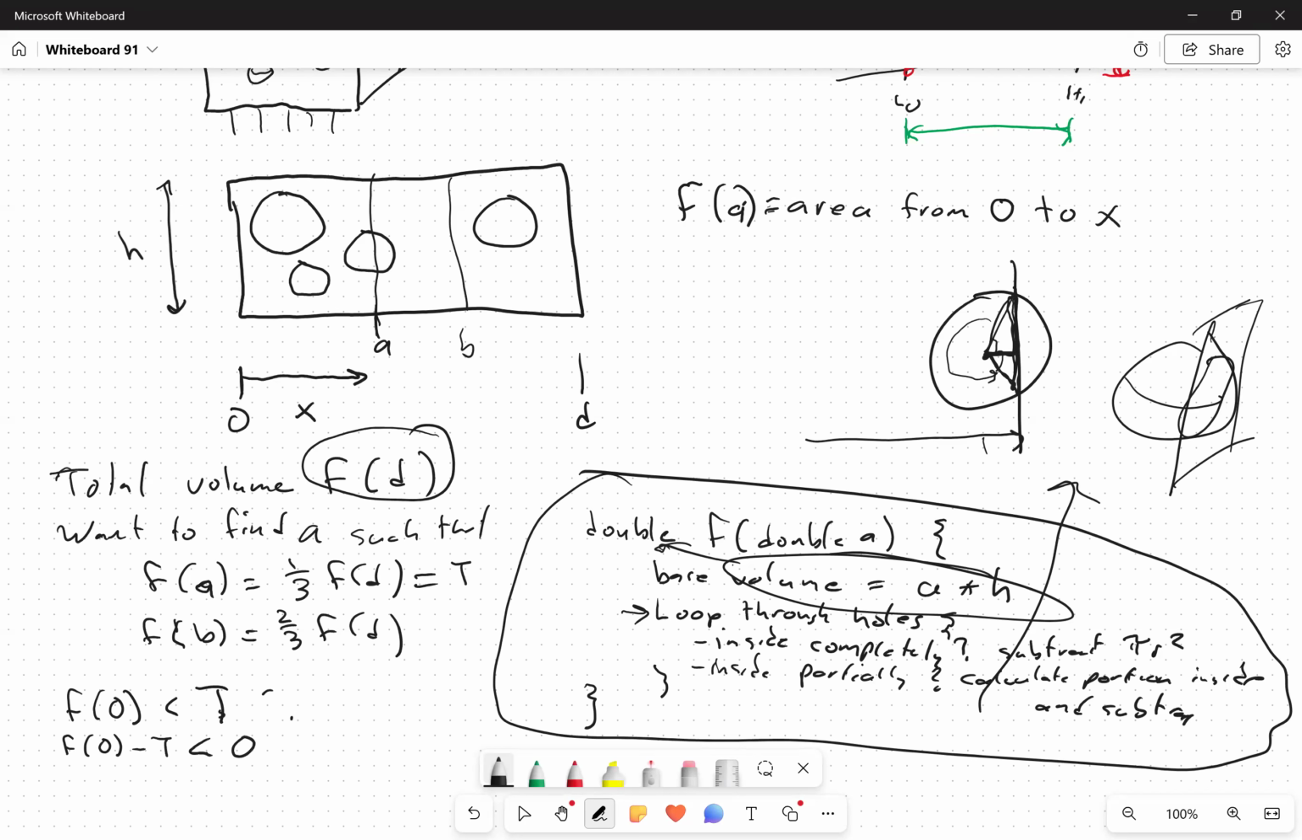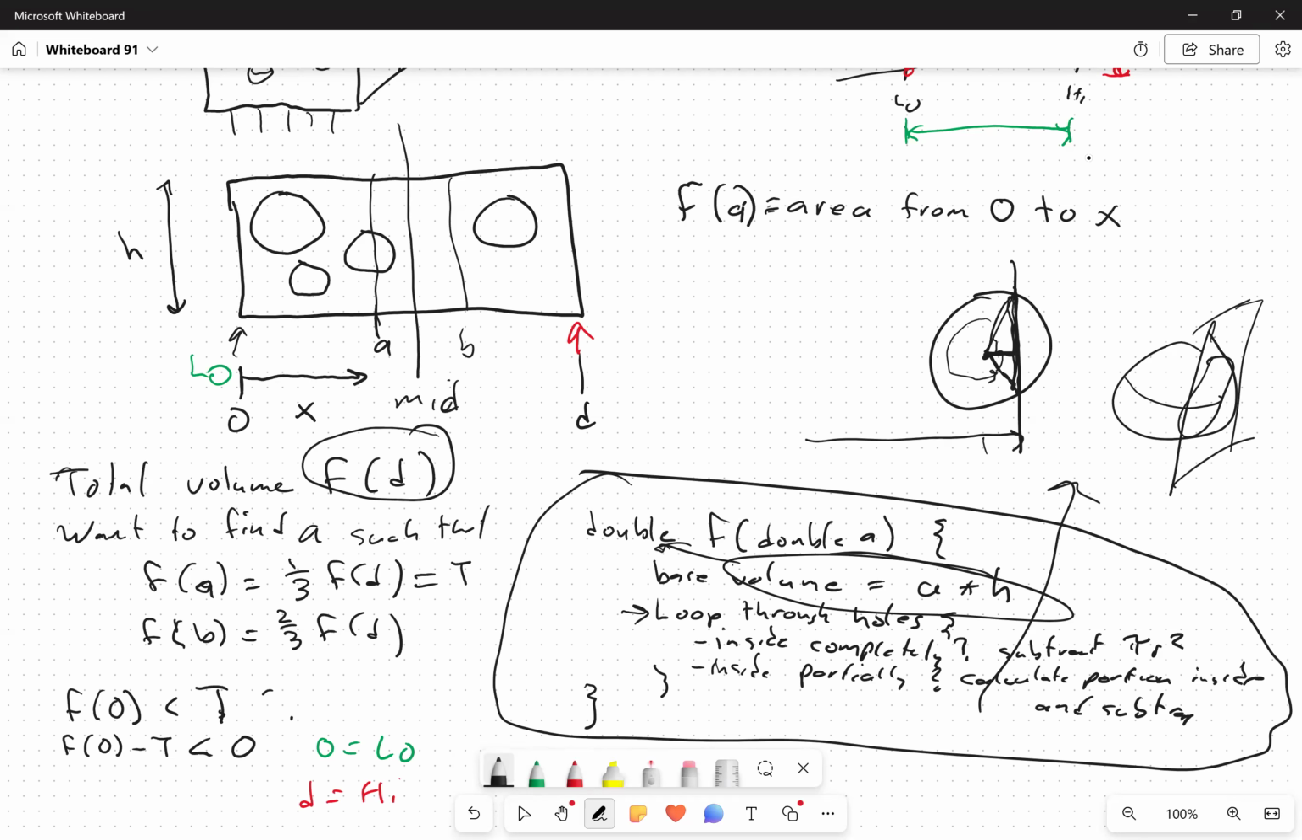So I start out, I have a point here at the very beginning that I know is less than my value. Okay, that's going to be my low. So 0 can start out at my low. And I know that d is going to be my high value to begin with. And so the first thing I would do is I would check somewhere here in the middle. That would be my midpoint. And I would calculate the volume there. And I would say, is that volume greater than or less than t?